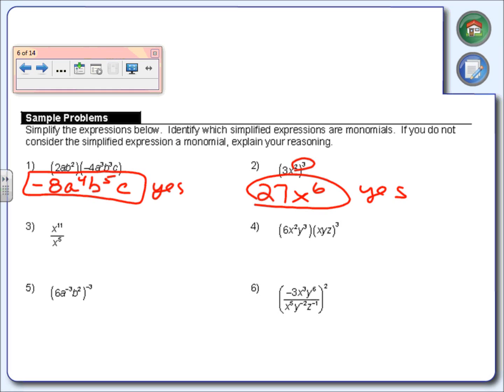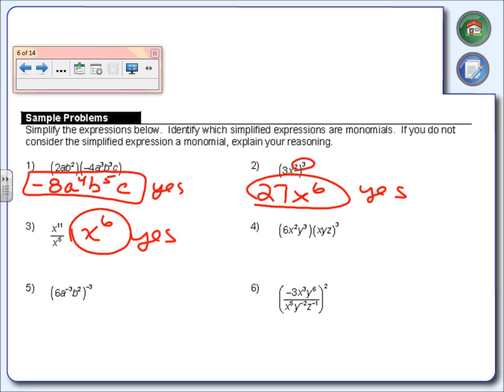Absolutely. Number 3. This time we're dividing. We got x to the 11th, and we're going to divide that by x to the 5th power. Rule says you subtract the exponents. So what am I going to get when you subtract 11 minus 5? 6. So we get x to the 6th power. Is that a monomial? Yes, it is. That is a monomial.